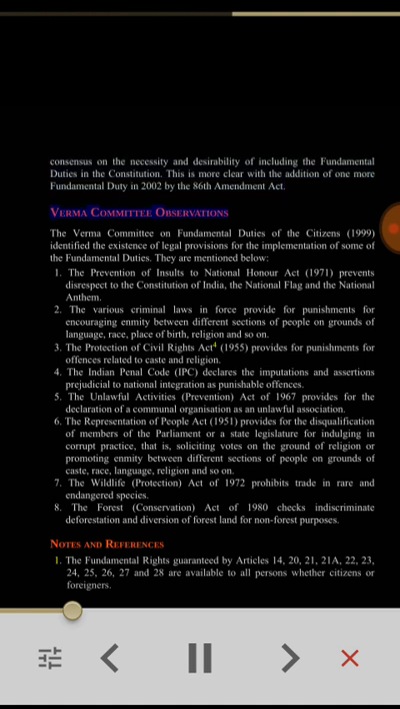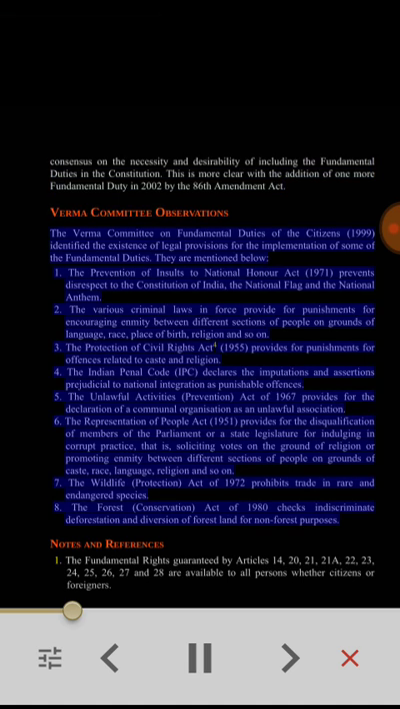Verma Committee Observations. The Verma Committee on Fundamental Duties of the Citizens, 1999, identified the existence of legal provisions for the implementation of some of the fundamental duties. They are mentioned below. 1. The Prevention of Insults to National Honour Act, 1971, prevents disrespect to the Constitution of India, the national flag and the national anthem. Point 2. The various criminal laws in force provide for punishments for encouraging enmity between different sections of people on grounds of language, race, place of birth, religion, and so on.